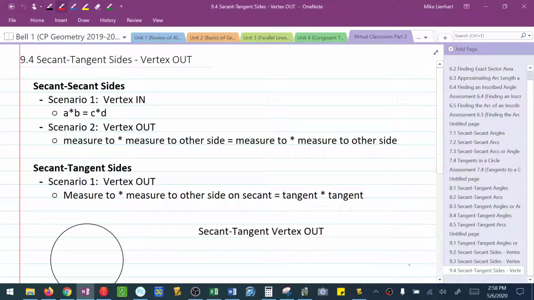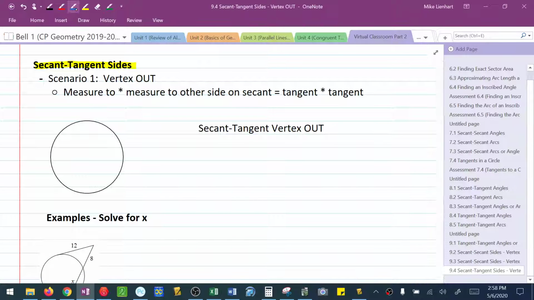This video is for secant-tangent sides. Now, when we have a secant-tangent scenario, there's only one place that the vertex can be, and that's vertex out. All right, so how we're going to work with this is very similar to how we worked with the secant-secant sides. All right, so let me draw a little sketch here.